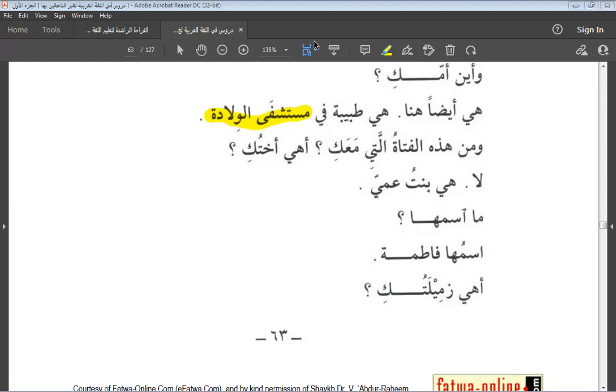Okay, this can be something like maternity home. It can be something like that, Mustashfa al-Wilada. It is either something like a maternity home, or the Mustashfa itself is called Mustashfa al-Wilada. If that is the name, we don't translate, but then we have to translate to know the Arabic words. That Mustashfa is hospital, al-Wilada is childbirth.